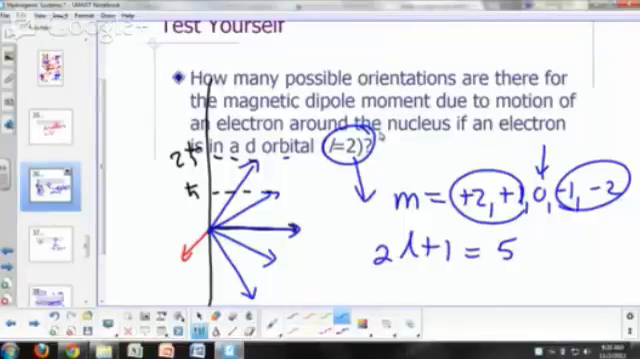In other words, you can think about the electron as though it's like a little tiny magnet. Where this mu vector is pointing, you can say that's where the north pole of the magnet is. So because of the magnetism that it generates, think of it as like a bar magnet where the north pole is pointing this way.